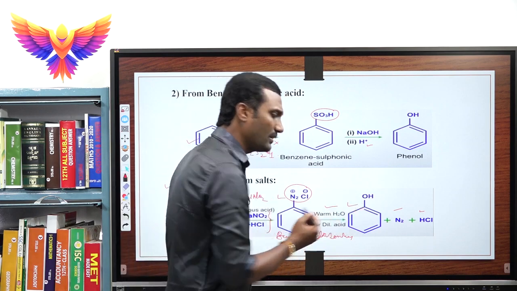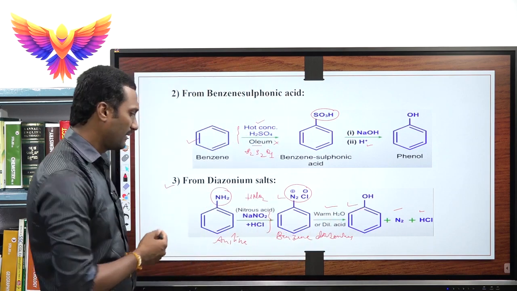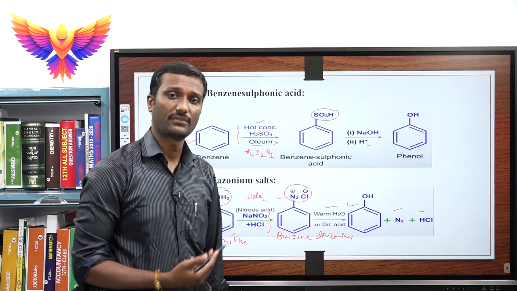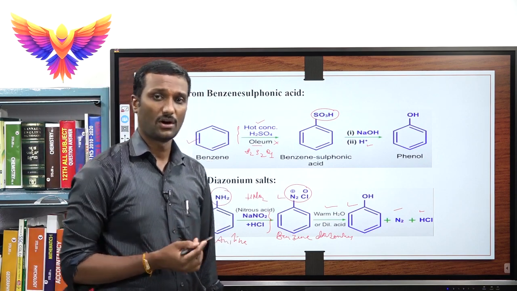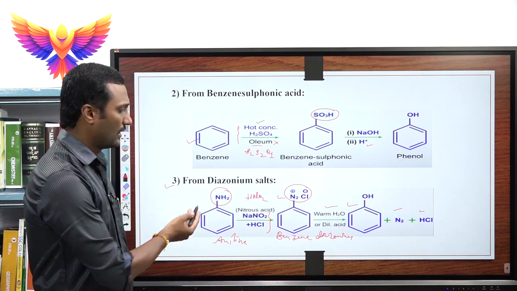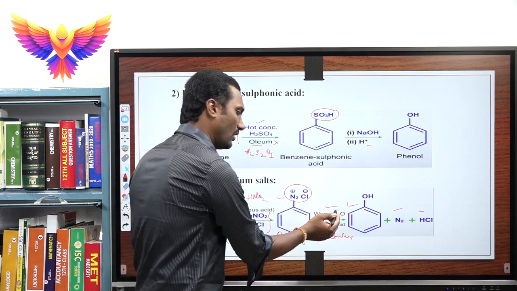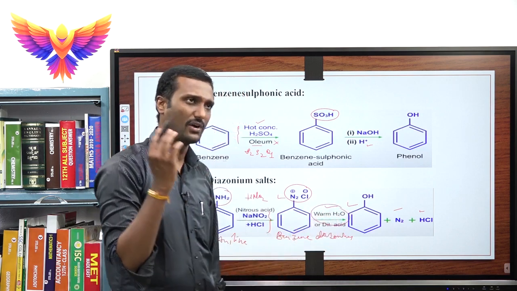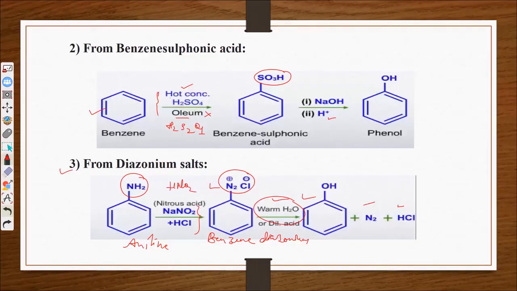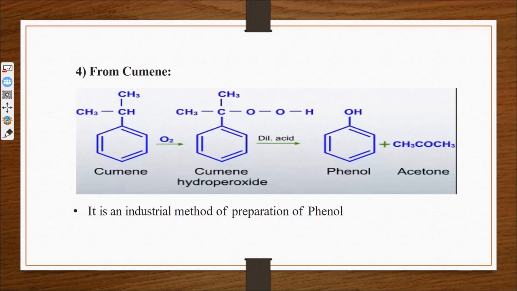When you warm it with water, we get phenol. So this is very important. There are many possible questions on how to prepare phenol from chlorobenzene or from aniline. They may ask in any way, but the product obtained is phenol when you add water and warm it. We will go to the next method of preparation of phenol, which is very important, students.